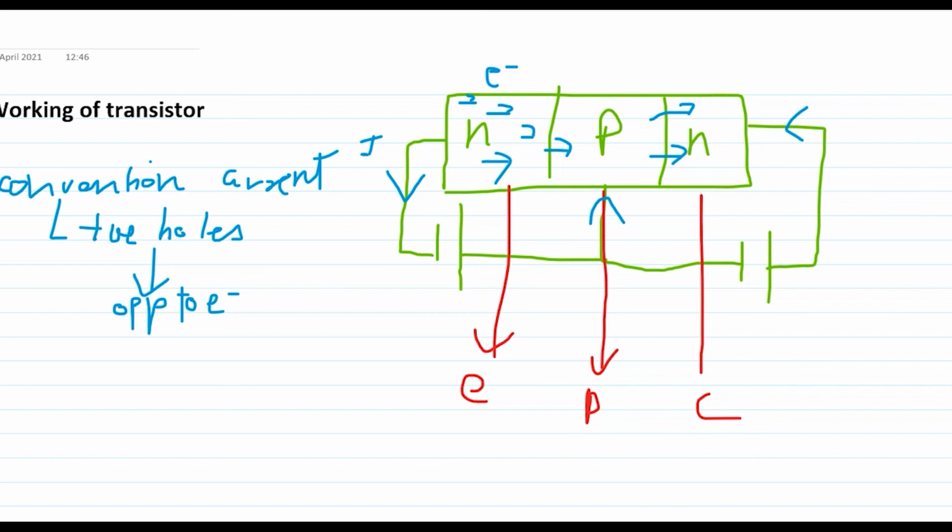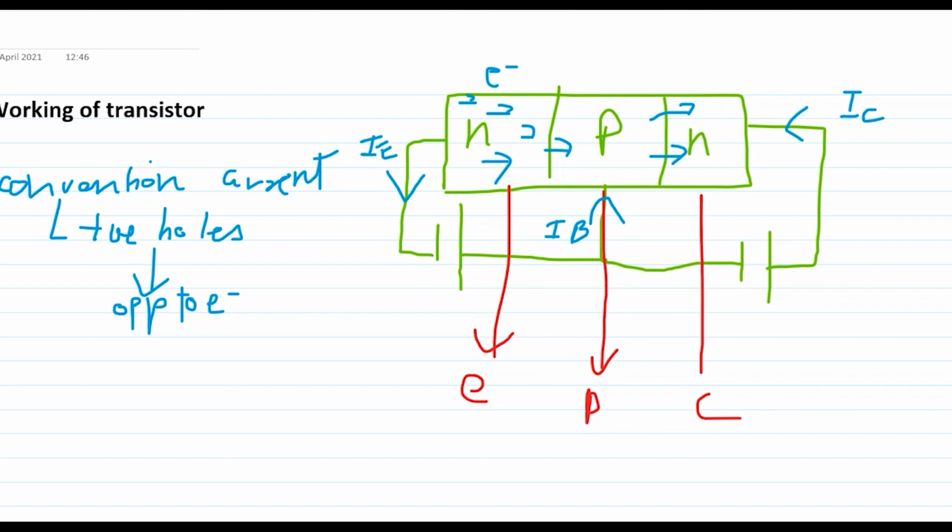throughout the ammeter. Always remember, this is a conventional current, and the direction of a conventional current is the positive, holes direction, not electrons. The current we refer to in day-to-day life is the direction of electrons, not holes. But in this case we are considering conventional current, that is the direction of holes. So this is IB, current in base, and this is IC, current in collector plate.